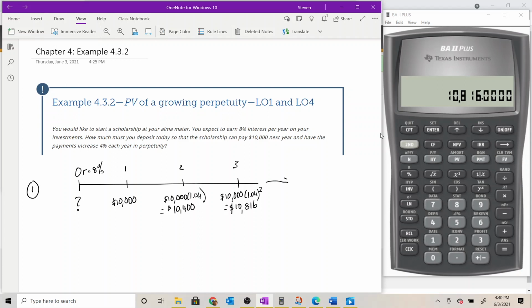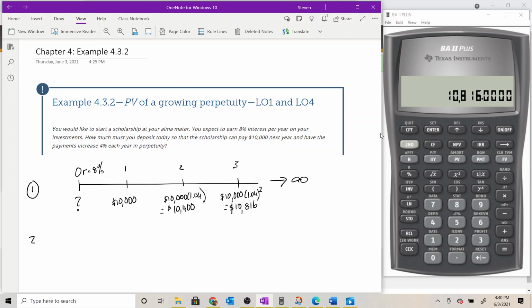All right, and it says we want these payments to last in perpetuity. So this pattern is going to continue forever. We'll just do an arrow and our little infinity sign just to show that it goes on forever. Okay, we've completed step 1. We've got our cash flows mapped out, and we have all the information we're given in the problem.